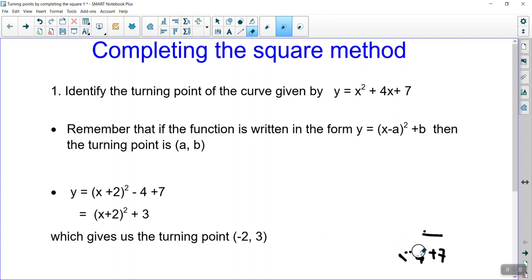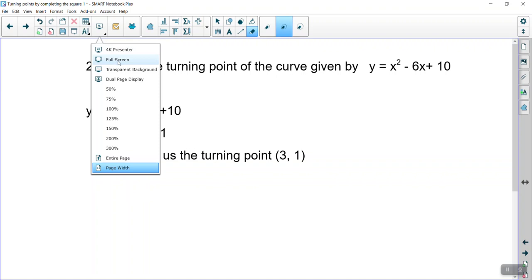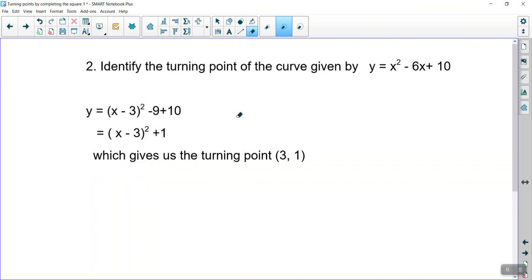Now you may pause the video here and try to solve another equation on your own. All right, I'll just put the equation up there. You can try it on your own. So identify the curve given by y equal to x squared minus 6x plus 10. You may either pause it and try on your own, or you can just look down here.